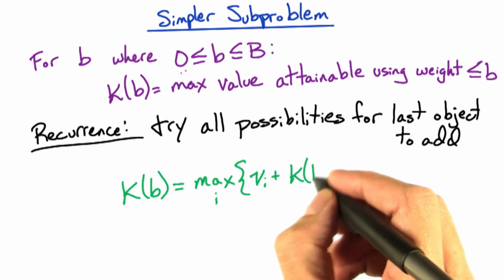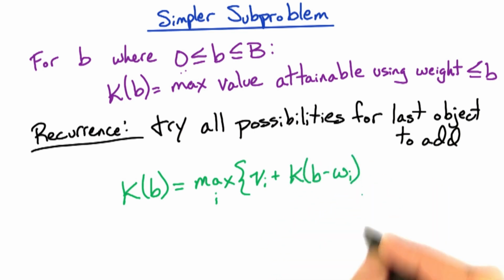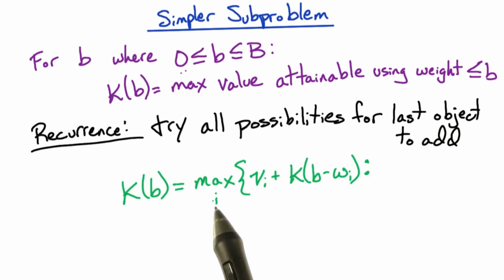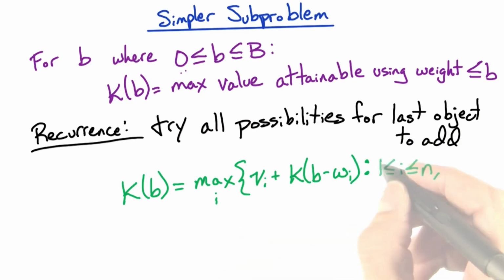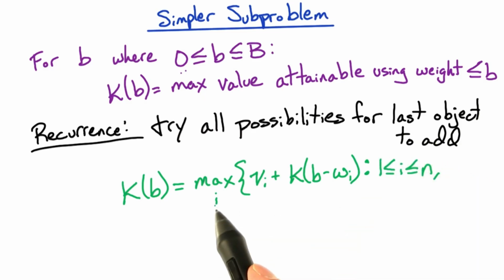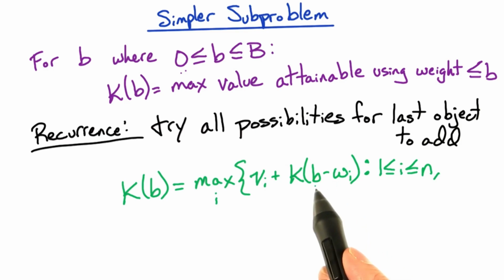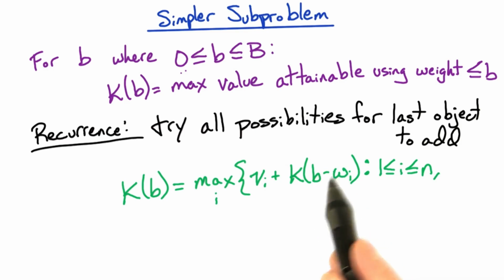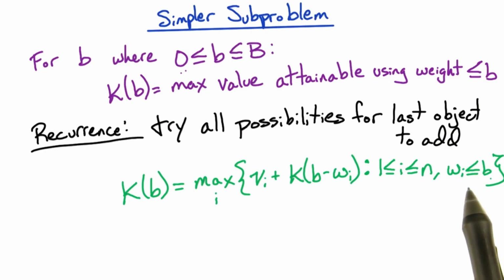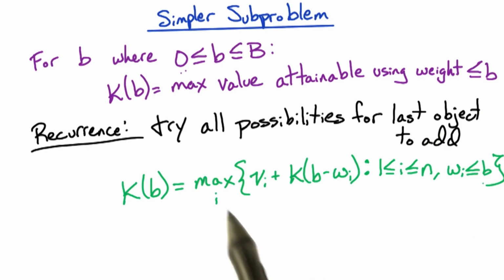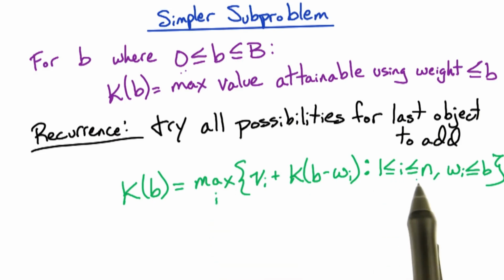This is expressed in K of b minus wi. We're trying all possibilities for i between 1 and n, but we need that the ith object fits in the backpack. We can't have this capacity be a negative number. So we need that wi is at most little b. So we're trying all possibilities for the last object to add, where that last object can be anything between object 1 and object n. We're trying all of these n objects.